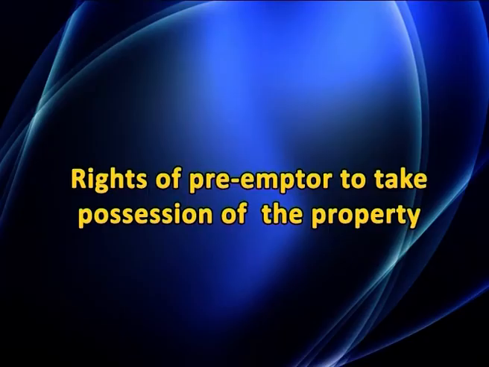Following are the effects of the pre-emption. Number one, right of pre-emptor to take possession of the property. The pre-emptor may take possession of the property by paying purchase money to the buyer. Then after taking the possession of the property, the pre-emptor is substituted for the purchaser. The buyer becomes seller and the pre-emptor becomes the buyer.